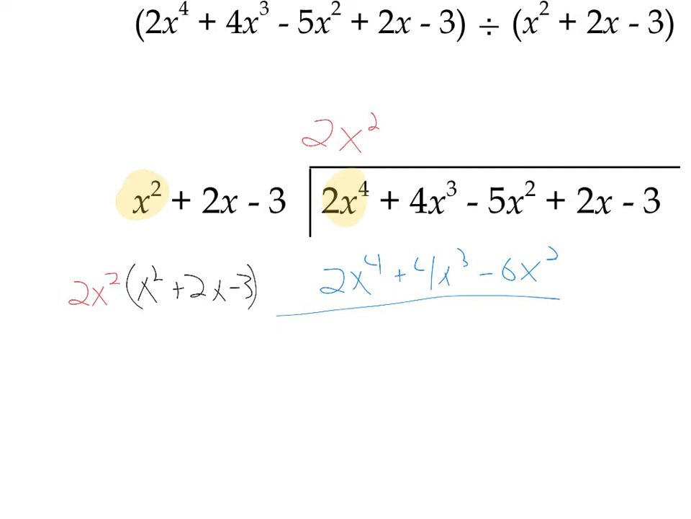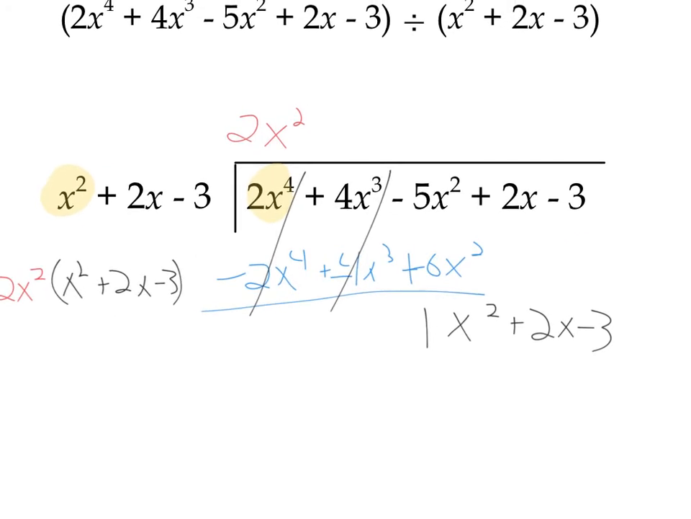Now we need to subtract. So the fact that we're subtracting means everything becomes the opposite. 2x to the fourths cancel. Sweet, the 4x to the thirds cancel. Heck yeah. And now I've got -5 plus 6. That would be a positive 1x squared. And we'll drop down the other things, 2x and minus 3. Well, now I'm noticing that the next term here should have been something with an x, but there was nothing there, so I can just imagine there's a 0.